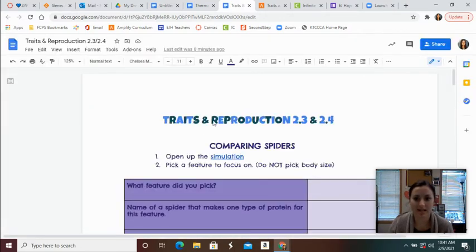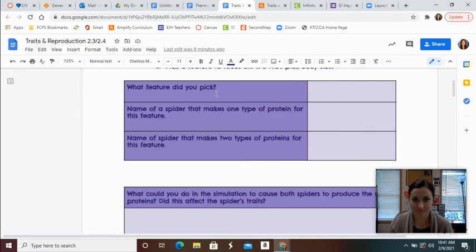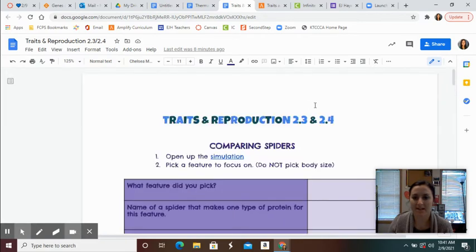The assignment today has you looking at a simulation to start. And you can see it's hyperlinked here. And you are going to pick a feature. Pick any feature, but do not pick the body size. There are a bunch of other options, and it wants you to pick one.